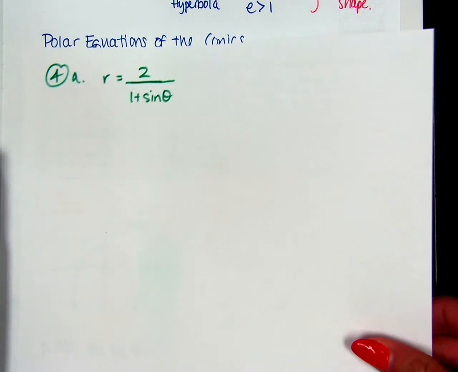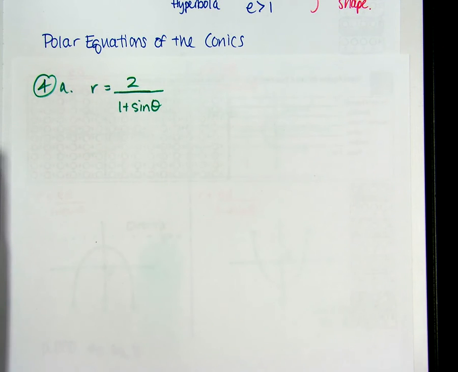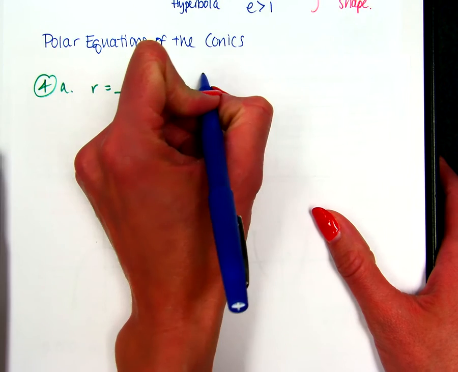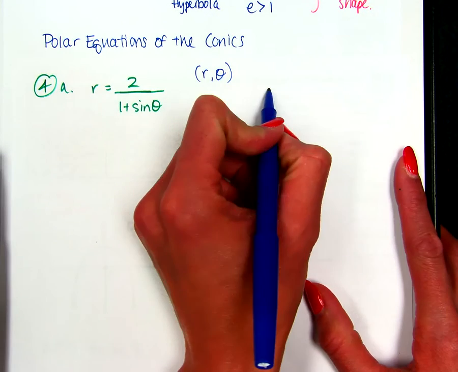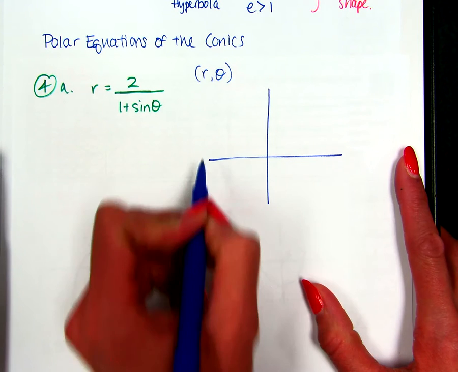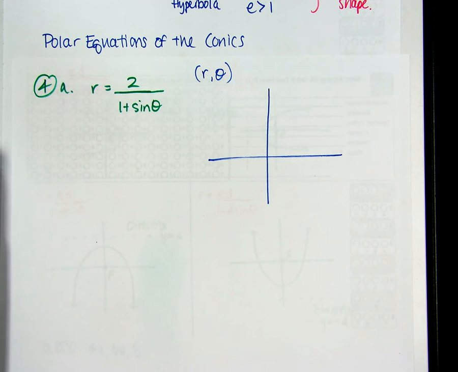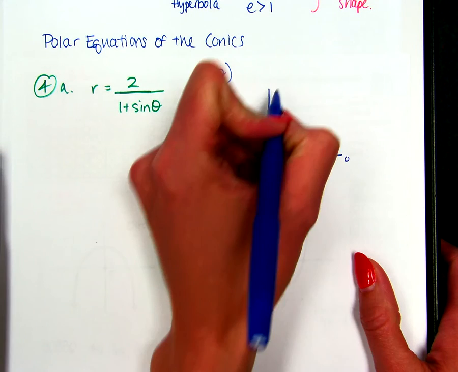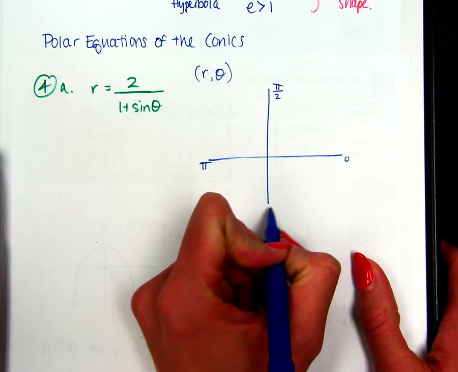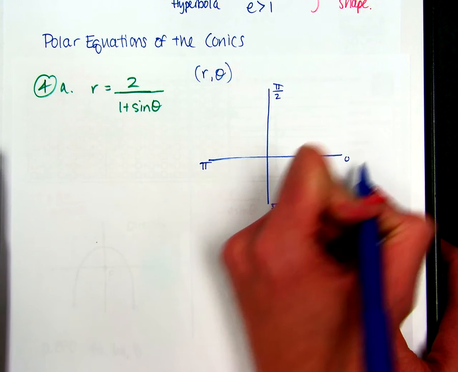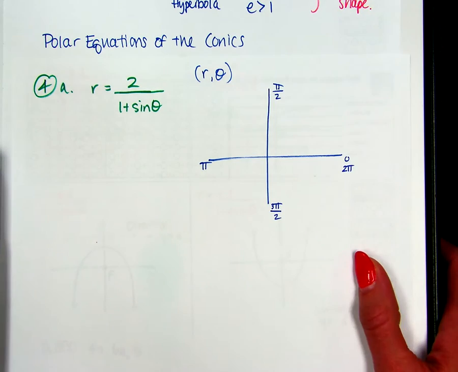All right, so we're going to start with 4a, which gives us this equation, r equals 2 over 1 plus sine theta. So as a reminder, polar coordinates are r, comma, theta. So we have theta: this will be 0, pi over 2, pi, and 3 pi over 2. And you could keep going. This could also be 2 pi, and so on.